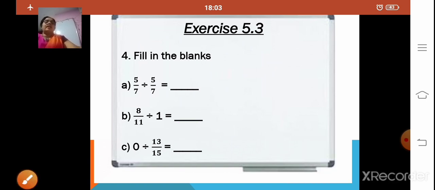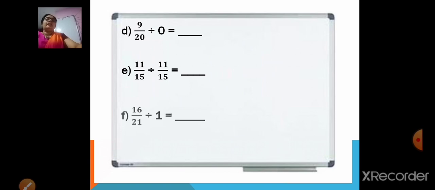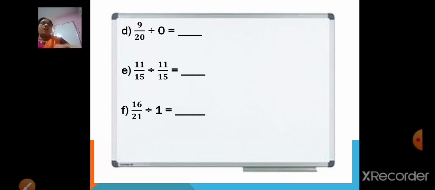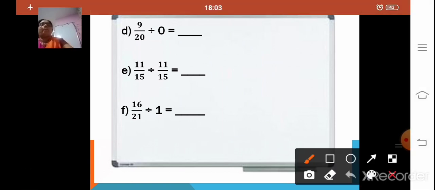Coming to the next one. Next question, D1, that is 9 upon 20 divided by 0. Now any fraction cannot be divided by 0. It is not possible. So here you will write it as not defined. So no fraction can be divided by 0. So you will write the answer as not defined or not possible.